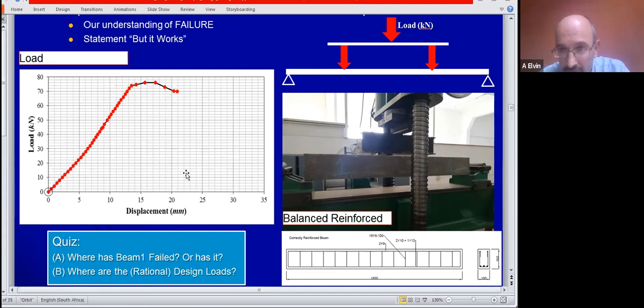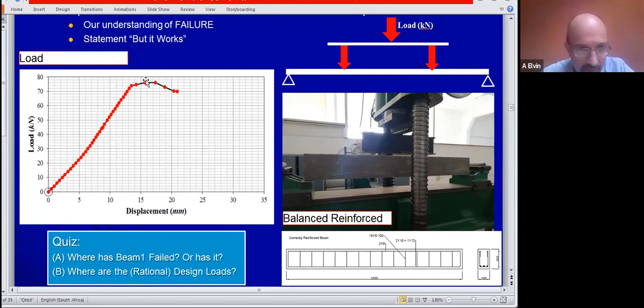Seventy kilonewtons. Anybody else? So it has failed at 70 kilonewtons. 75 kilonewtons, that's about here. Hasn't failed. Deflection more than 1/250. Does concrete actually, when you do concrete design, do you ever calculate the deflection? When it exceeds the serviceability limit state deflection.